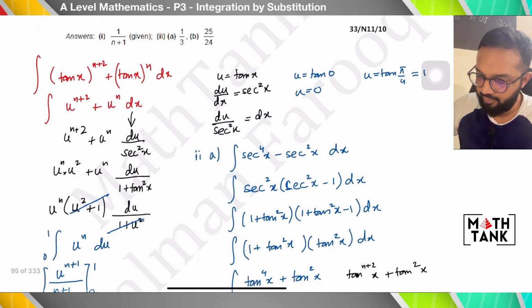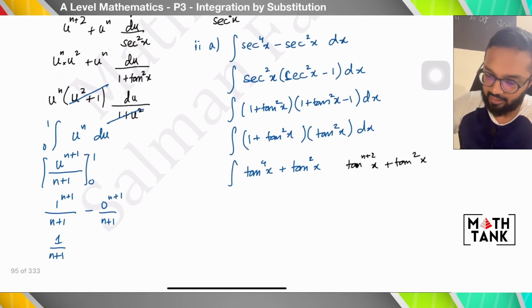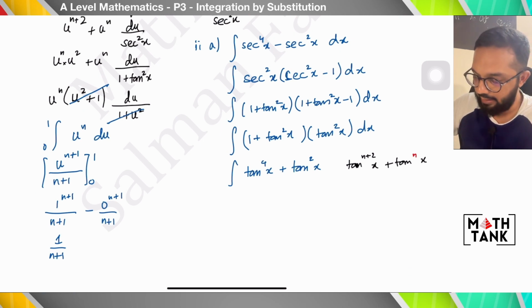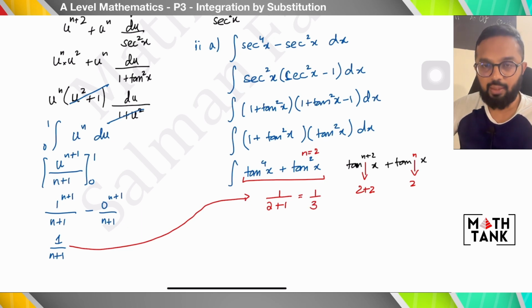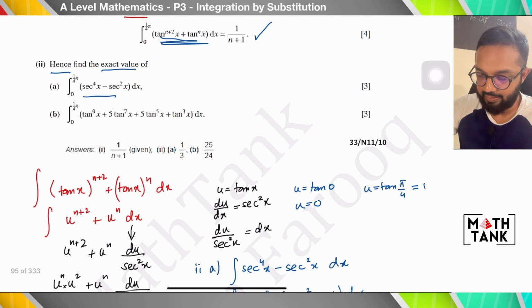I have the same pattern of powers, where if I keep n as 2, this becomes 2 plus 2, which is 4, which means that in my integral the value of n is 2. I know that if that integral came out to be 1 over n plus 1, then this integral should come out to be 1 over 2 plus 1, which is 1 over 3. I hope that's the correct answer. Yes, that is indeed the correct answer.